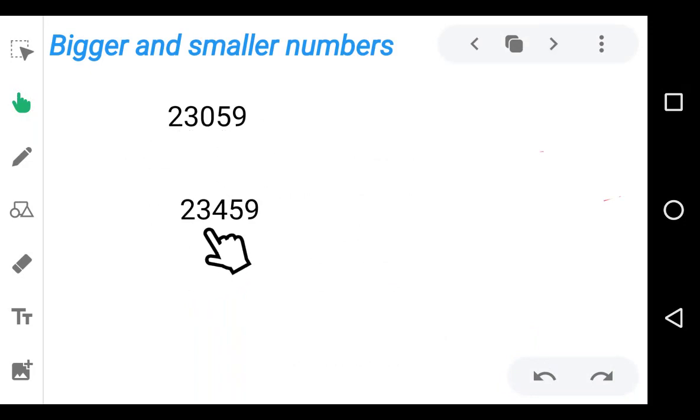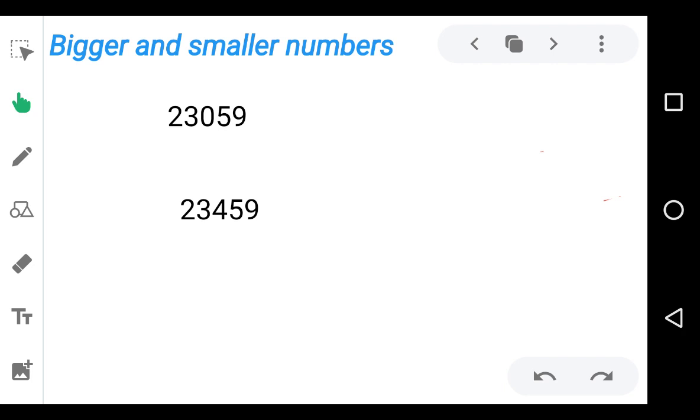23,059, 23,459. Seeing these two numbers, we can tell which number is bigger and which is smaller. We can easily find out which is a bigger number. So, how can we find these numbers?